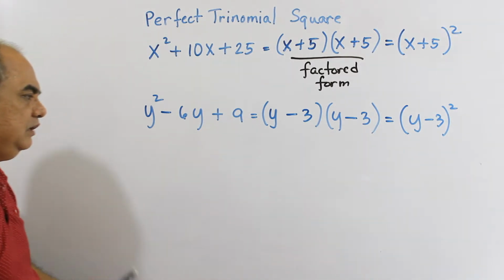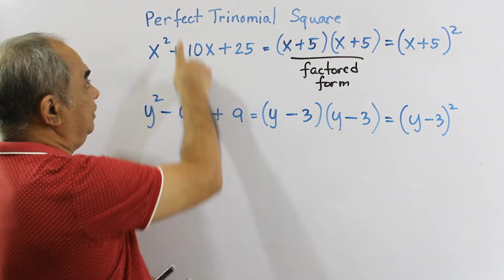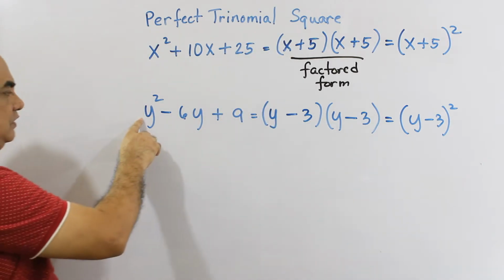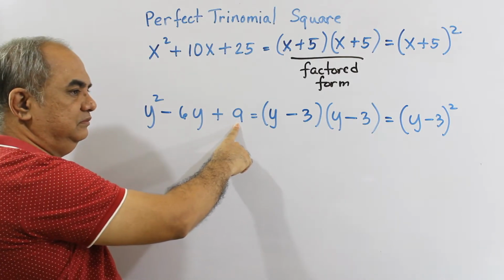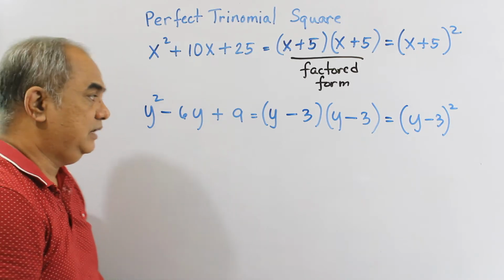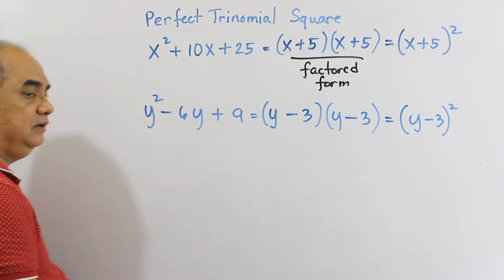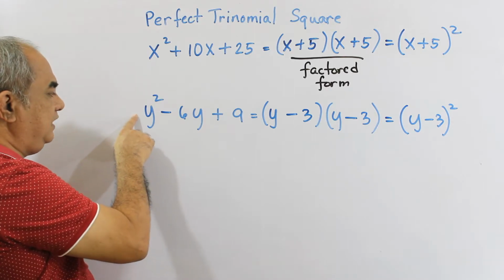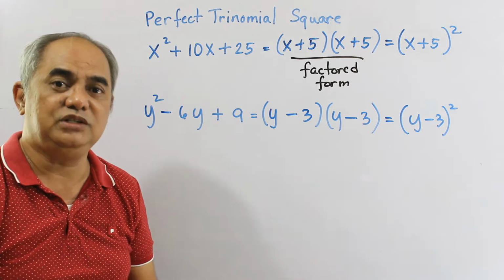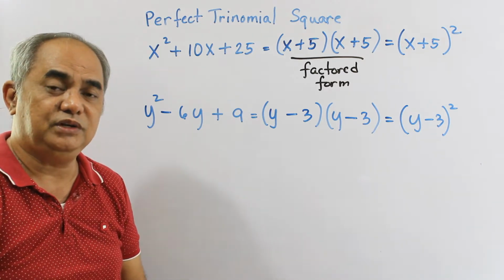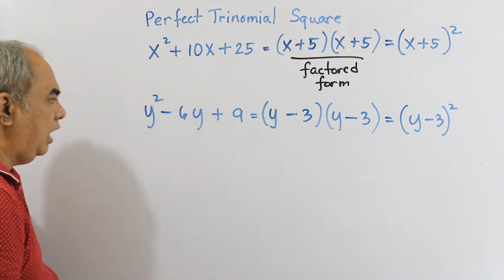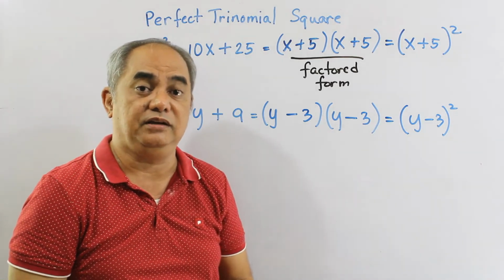Now, what are the things that we have to remember when we are factoring perfect trinomial square? First, make sure that the first term and the last term are perfect squares. Remember also that the sign of the first term and last term should be the same, or should be positive. Most of the time, they are both positive. Now, how do we check whether our answer is correct or not?